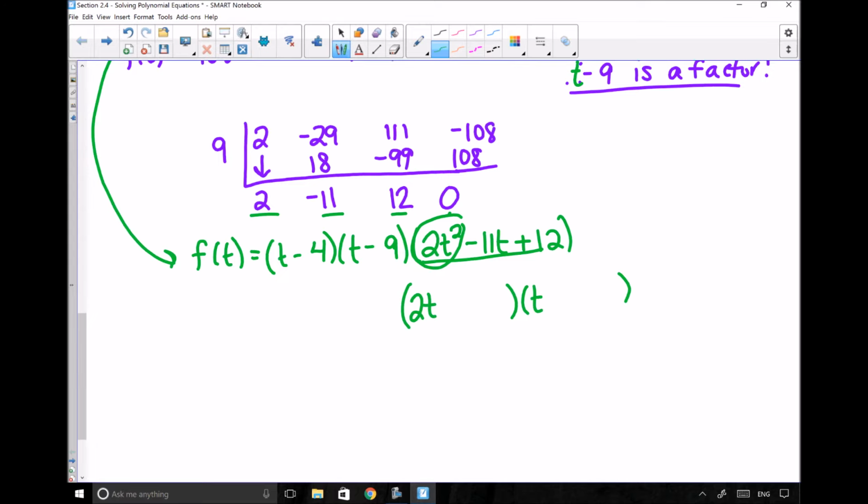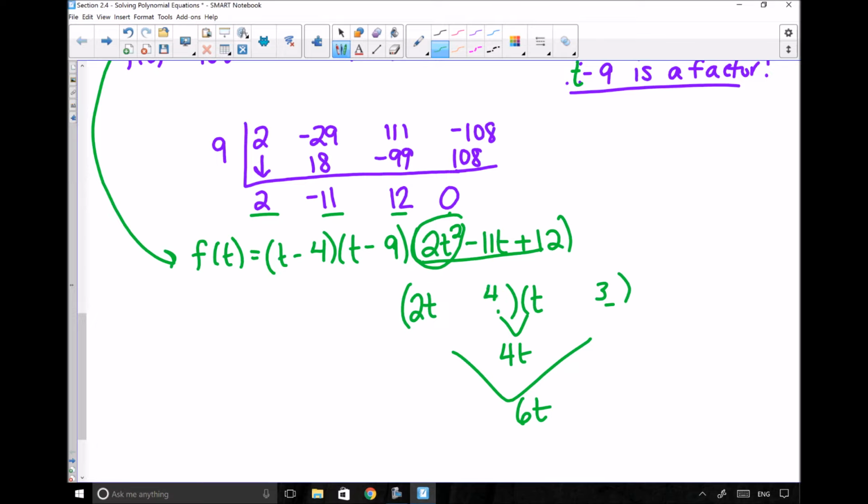And then I also know that these last 2 terms have to multiply together to give me 12. So let's try some factors of 12. Let's try 3 and 4. I'll put a 4 here and a 3 here and see what I end up getting. So this gives me 4t. This gives me 6t. It does not give me the negative 11t that I want. So I'm just going to switch these.